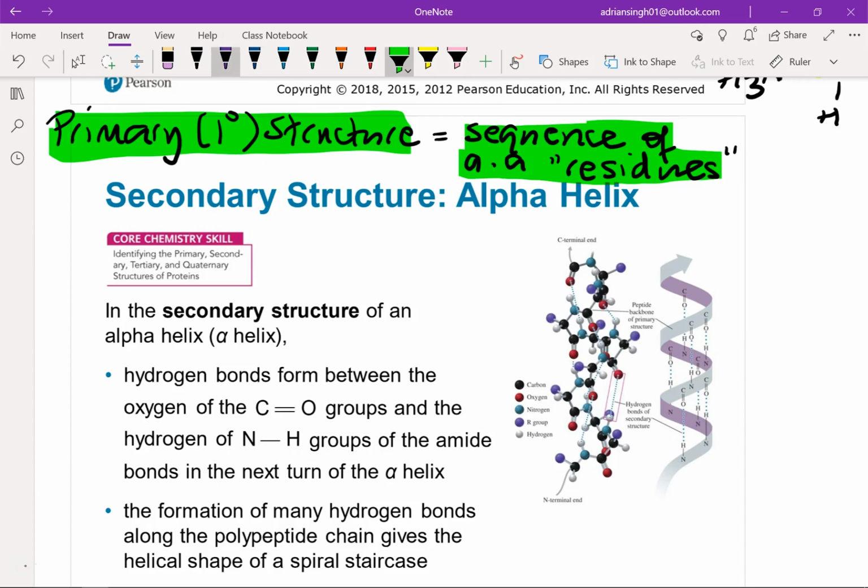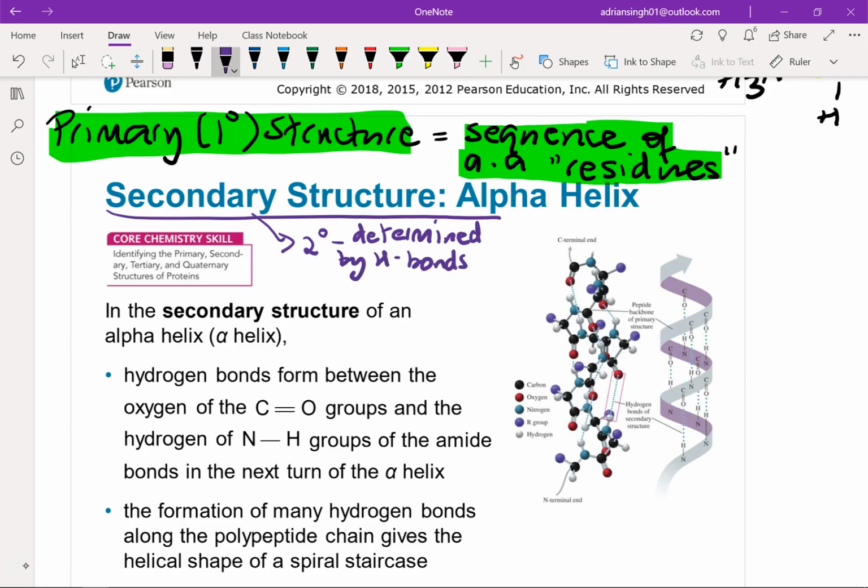So now we're going to take a look at the secondary structure. Secondary, as we saw before, is abbreviated with the degree sign. So the secondary protein structure is actually determined by the hydrogen bonds between the peptide backbone of the protein.